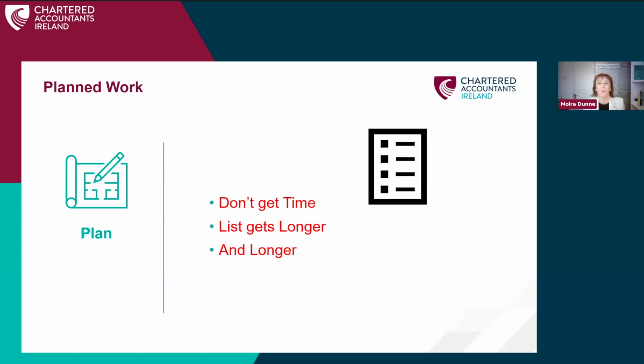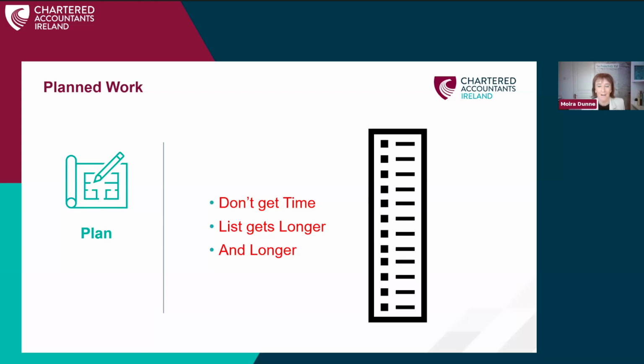So that planned work, you're not getting time to do it. Your list can get longer and longer. And of course, that can lead us to feel overwhelmed and stressed because our planned list, that to-do list, just keeps growing. And we have to start looking at it and saying, well, why am I not getting to things? Where is my time going? And can I see any pattern to that? And is there anything I can do to start making changes?